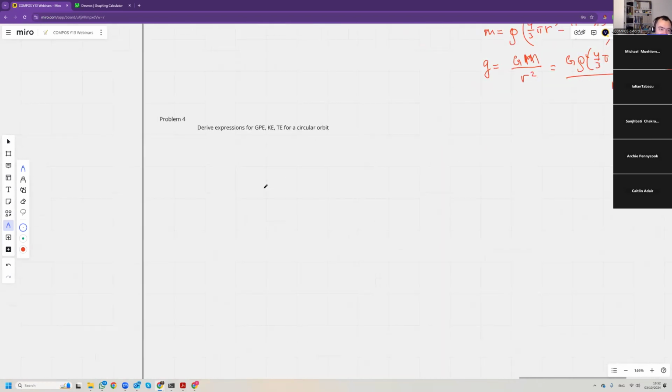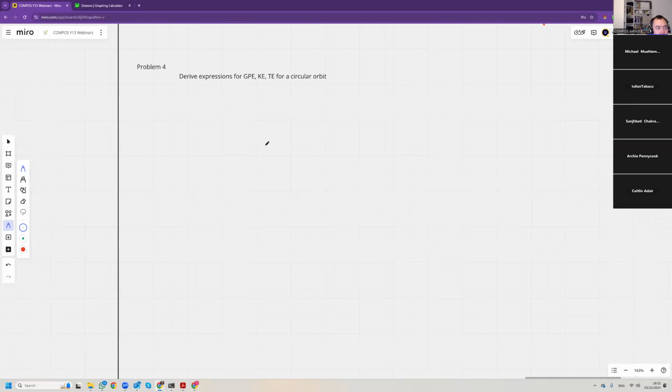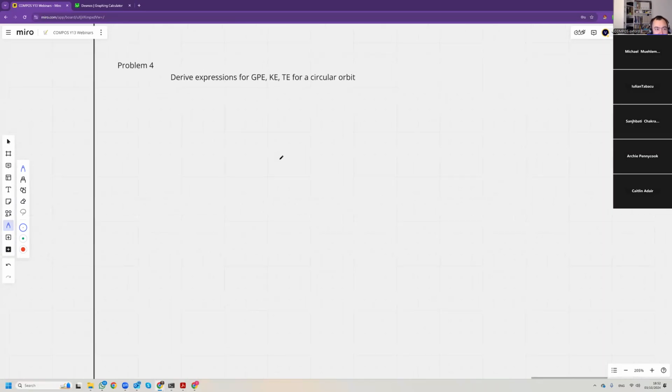Okay, derive this is easier. Derive the expression for GPE, kinetic energy and total energy for a circular orbit. So it's something from the A-level syllabus, something you might have done in school already.